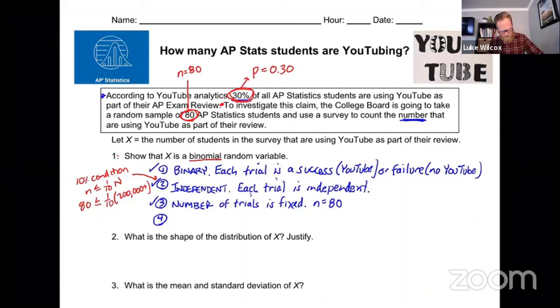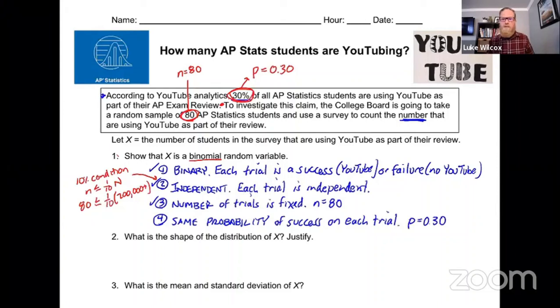And then finally, condition number 4, which is known as the same probability condition, says that there is the same probability of success on each trial. And actually, we know, according to YouTube analytics, 30% of AP Stat students are using YouTube. So that probability of success, P, is 30% for each student. And so we would definitely say that the fourth condition is satisfied there. And sure enough, we have a binomial random variable.